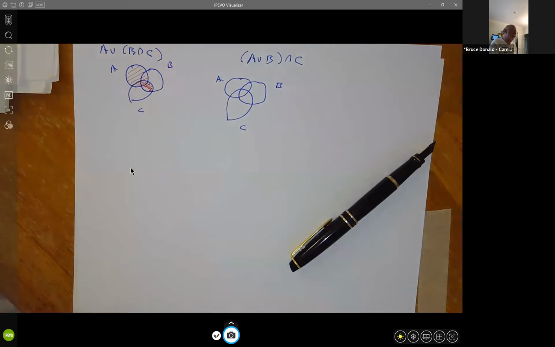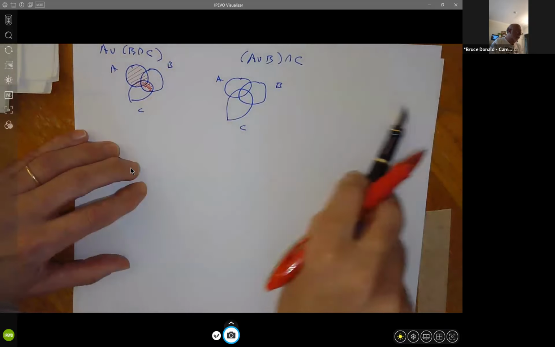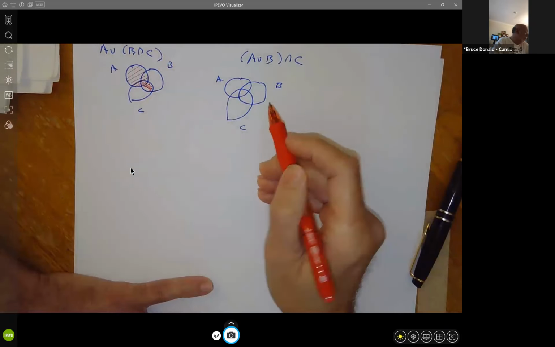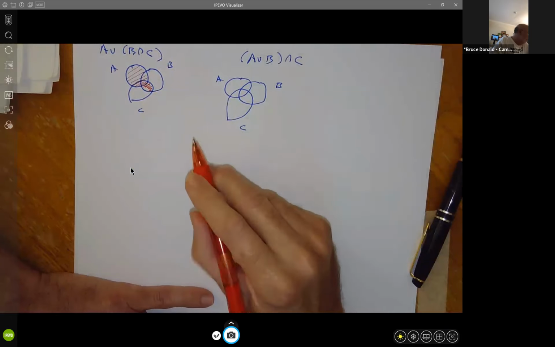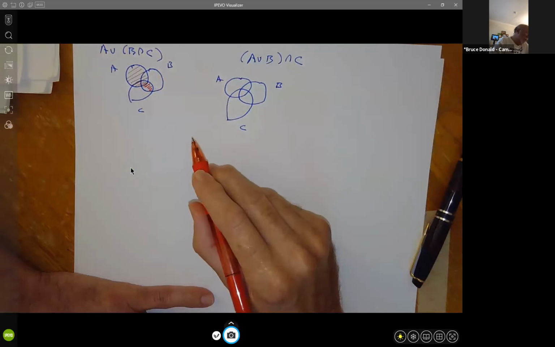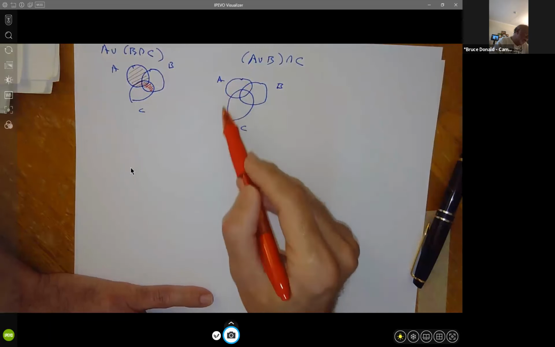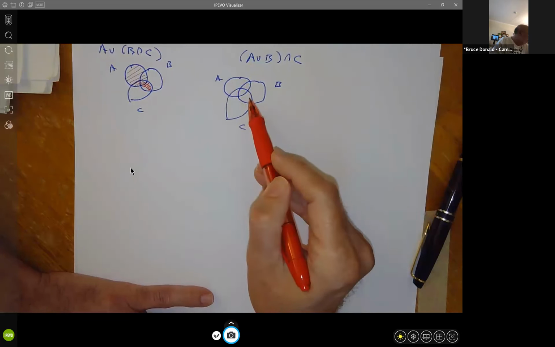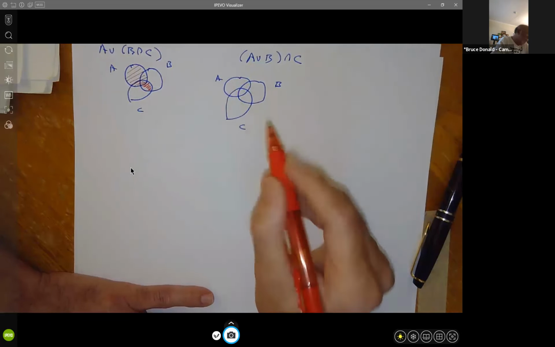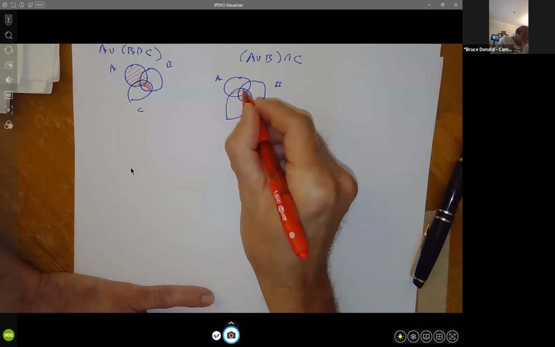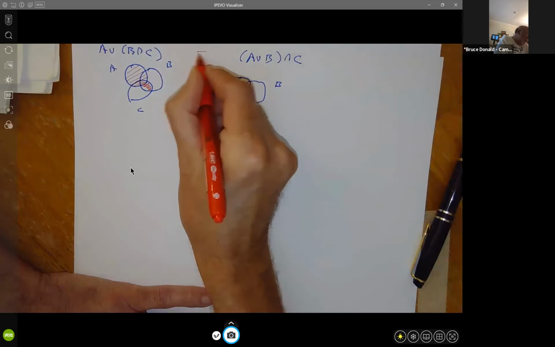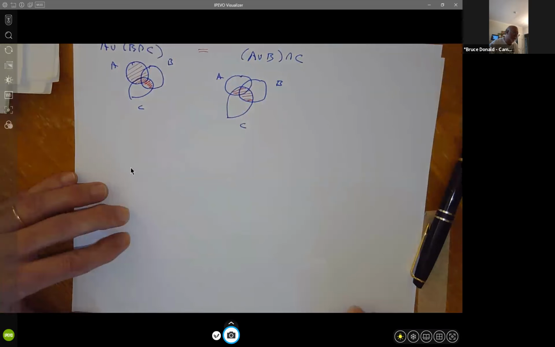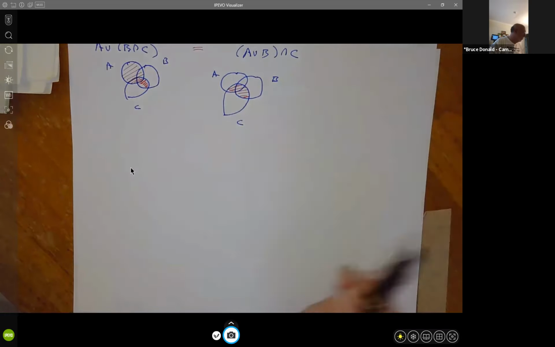So everything in red there is A union B intersects C. Whereas over here, when we do them in a different order, we get something really very different, right? What we do here is take A union B, which is these things here, and intersect those with C. So that's just going to be this region here. As you can see, these sets are dramatically different things. The order of operation matters quite a bit.